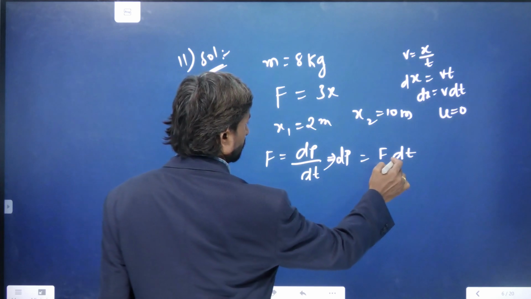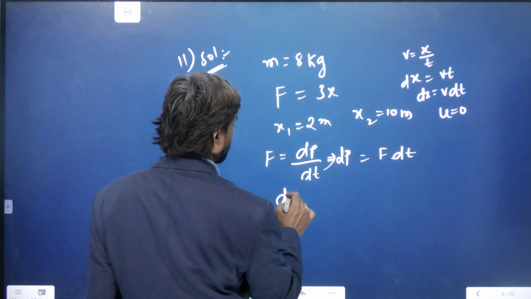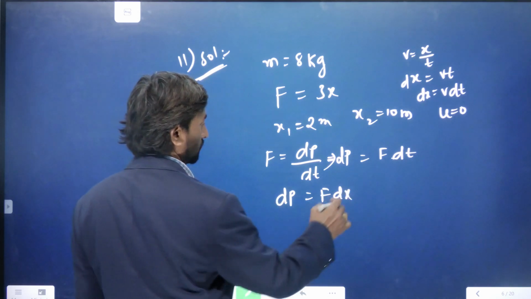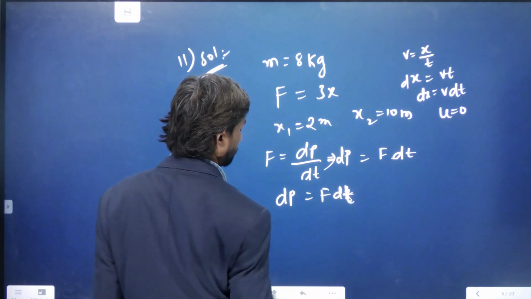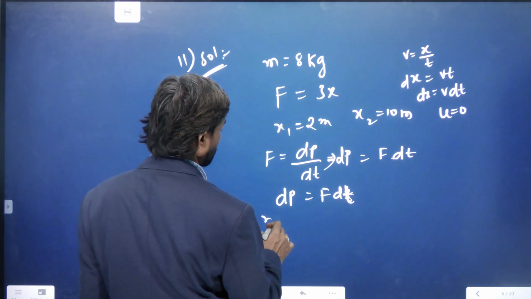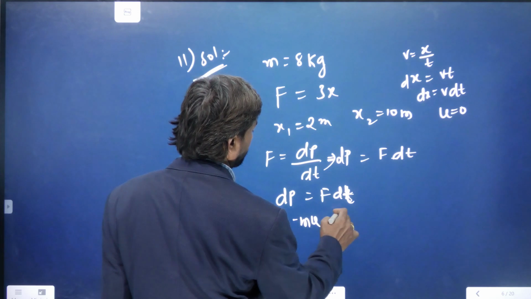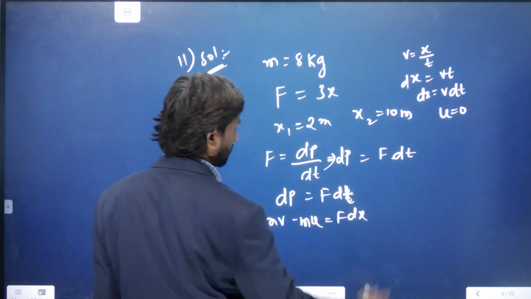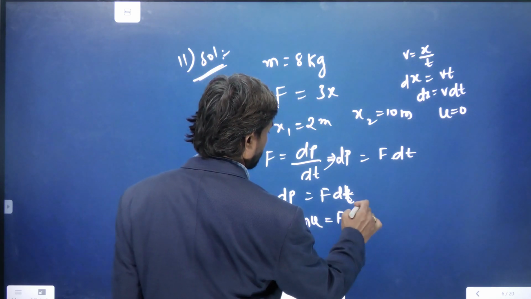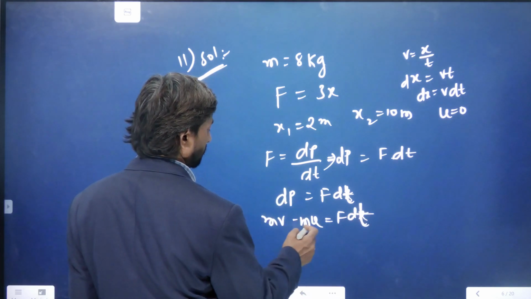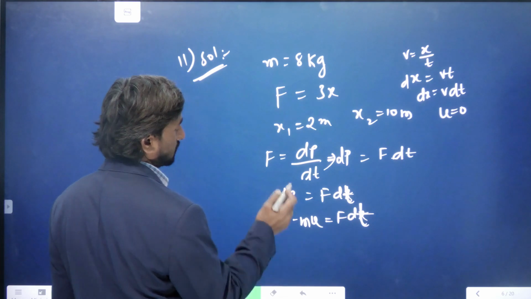So here you see now. Delta p is equal to F into dx, and F into dx is F into dt. So this is nothing but mv minus mu, which is F into dt. We can add that.